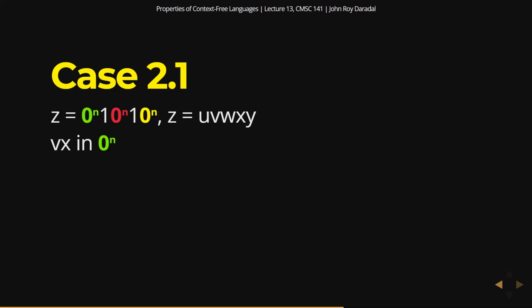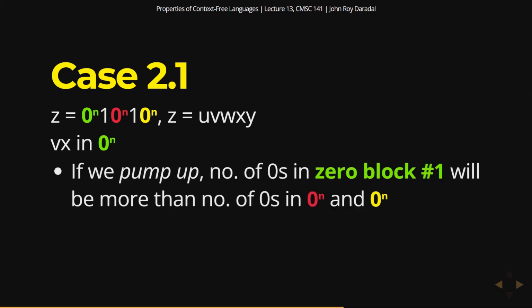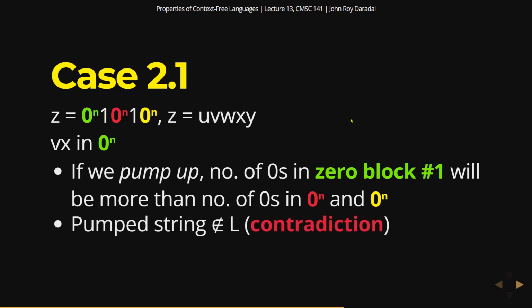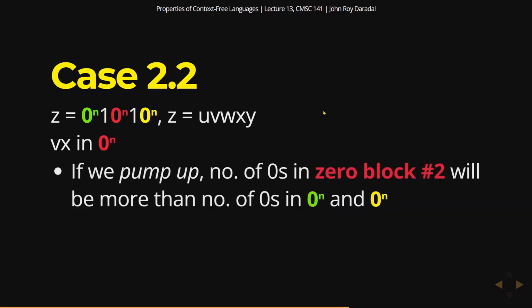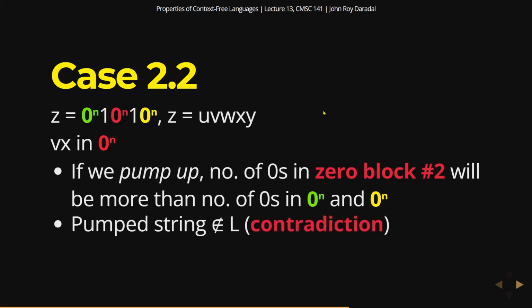So, if the vx was in the green part of 0n, if we pump up the vx in green, then the green block will have more zeros than the red block and the yellow block, right? Because we pumped it up. So that means we'll add more zeros, and the resulting string is not part of the language because it has more zeros in green than in red and yellow. And then using the same argument, if it was in red, if we pump that up, then the number of zeros in red will be more than those in green and yellow. So also not part of the language.